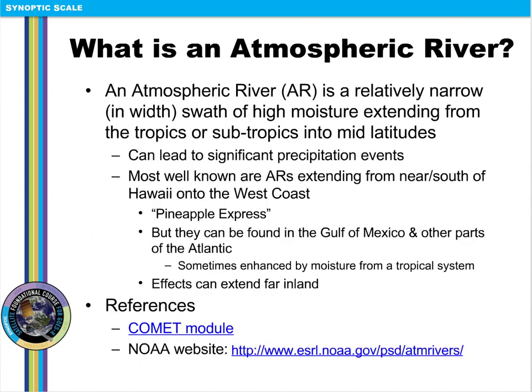Just to briefly review, an atmospheric river is a relatively narrow swath of high moisture extending from the tropics or subtropics into mid-latitudes. So of course it can lead to heavy precipitation events. Now most often we think of them as west coast events, but they can be found in the Gulf of Mexico and off the Atlantic as well. And the effects can extend far inland. Some references for further information are shown here.